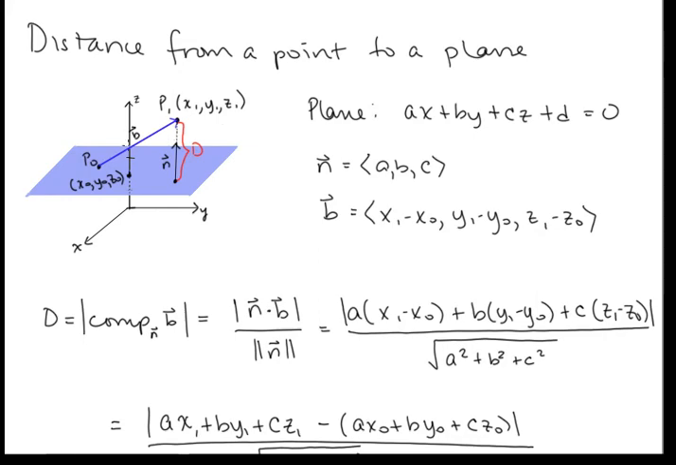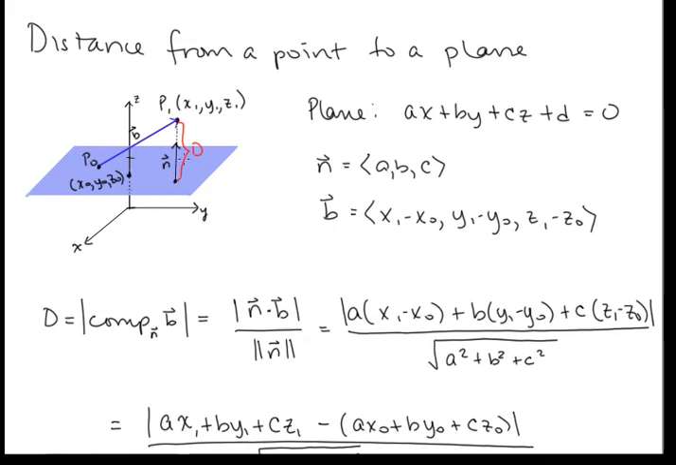Well, we're going to consider a point in the plane, P0, (x0, y0, z0). And we're going to consider the vector P0P1. Let's call that vector b. Then vector b has component notation ⟨x1 − x0, y1 − y0, z1 − z0⟩. And what do we know about the distance in terms of vectors n and b?